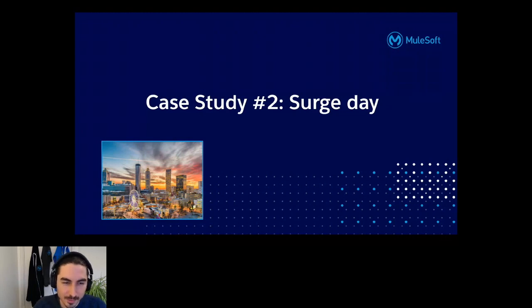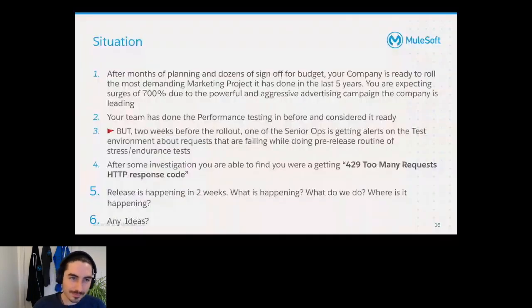So let's jump into our situation. The first one, after months and months of planning and dozens of sign-offs for budget from the business side, your company is ready to roll out the most demanding marketing project that has been done in the last 5 years. You're expecting surges of 700% of your capacity due to the powerful and aggressive advertising campaign the company is leading. Your team has done the performance testing before and considered it ready.